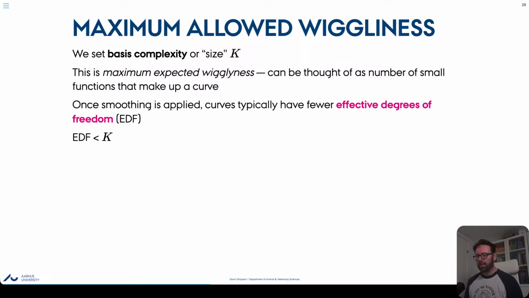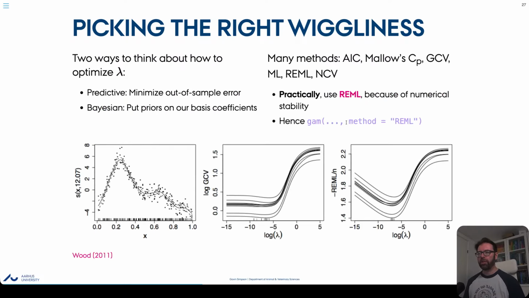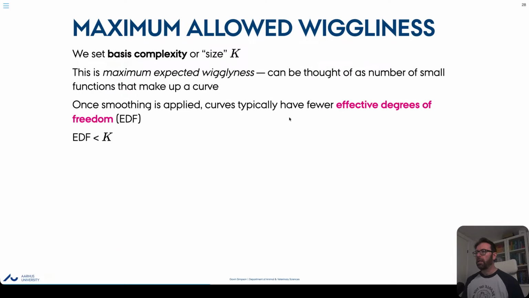And mgcv will give you a number that it uses, and by default, that's 10, and we lose 1 for technical reasons. But that's the default. But really, this is the main choice. After you've decided that you want to have a smooth function for a particular covariate, this is the only other thing that you as a user really need to choose, because by default, you should be using method equals REML.